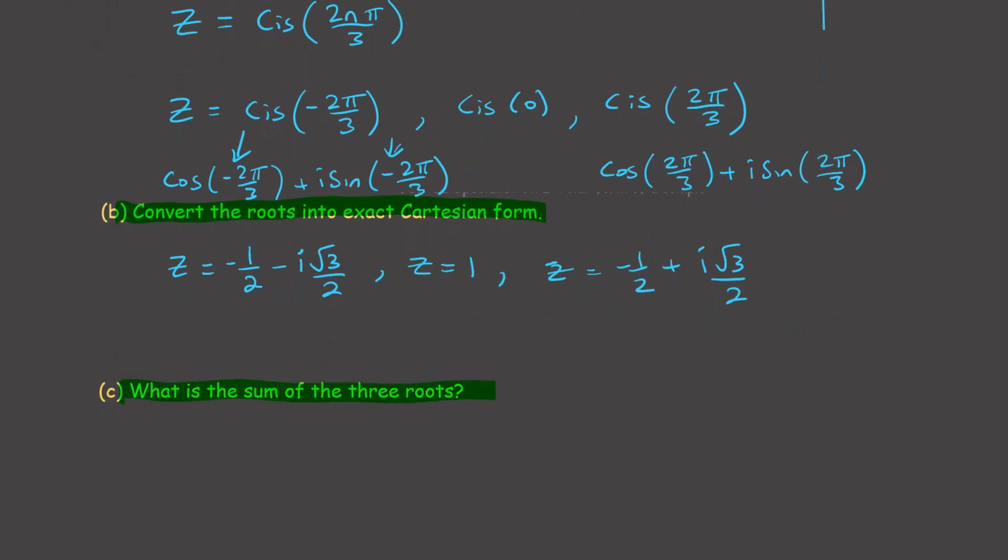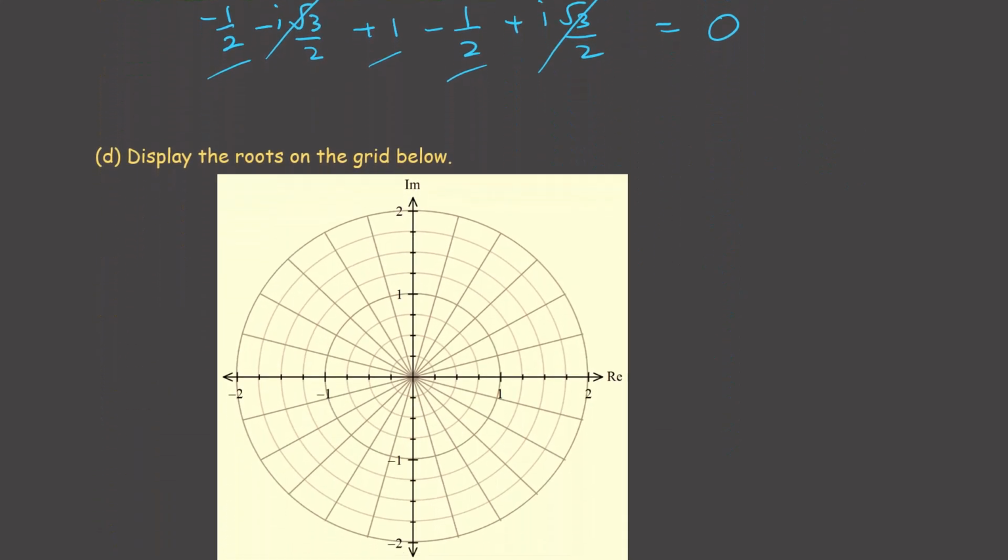What is the sum of the three roots? So we've got -1/2 plus i root 3 on 2, plus 1, take away 1/2, plus the first one was take away i root 3 on 2. This one is plus i root 3 on 2. So if we look at the real parts, -1/2, 1, -1/2, that's 0, and those two will cancel out as well. So the sum is 0, same as it was in the previous example.